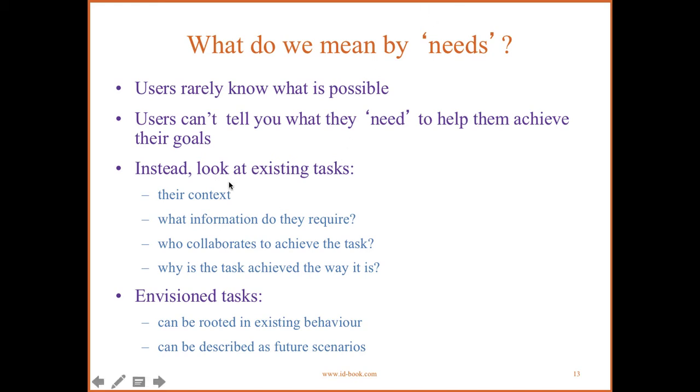So look at existing tasks in terms of their context: what information do they require, who collaborated to achieve the task, and so on. Normally, the keyword here is to understand user behavior towards your proposed system, or their existing behavior towards a system that is already there, or you can ask them to imagine things. That's how you investigate user needs, normally through questionnaires, interviews, or observations.